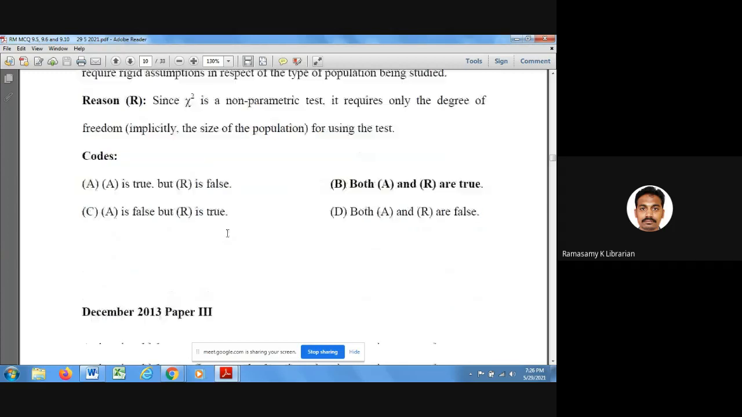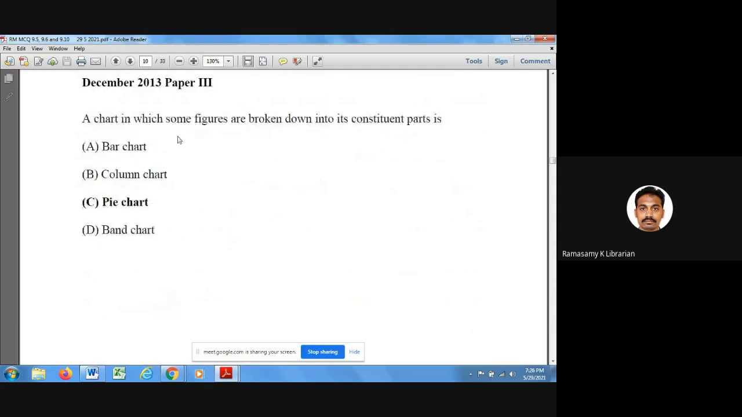Next question. A chart in which some figures are broken down into its constituent parts is, you know, which one? Pie chart. Very simple.